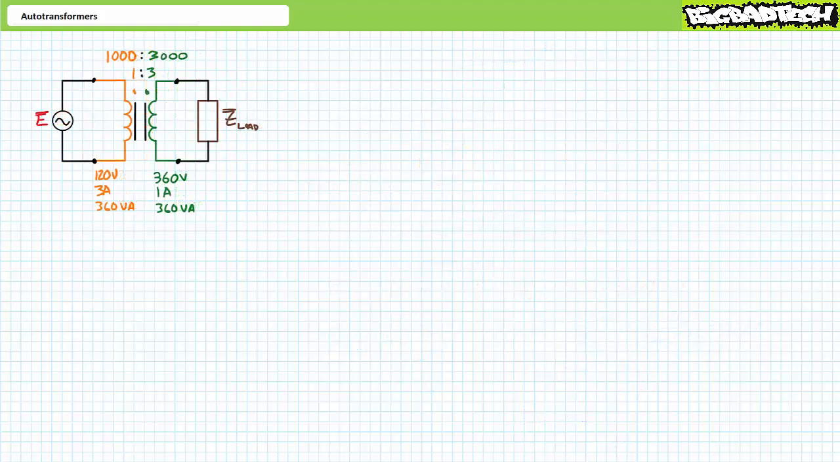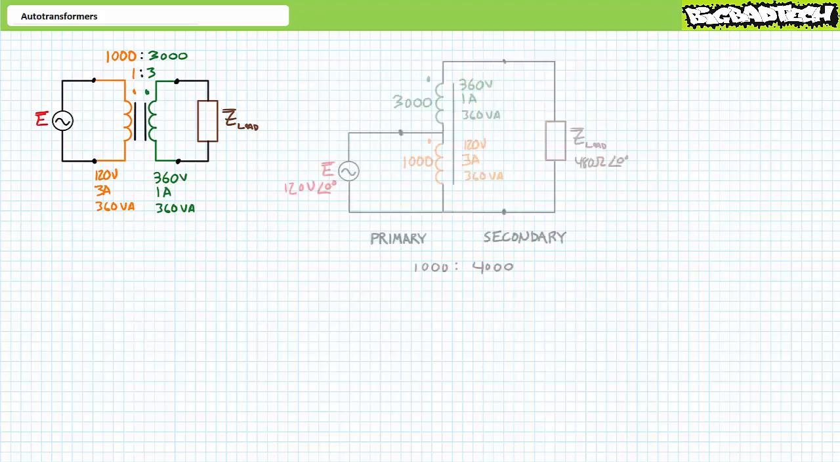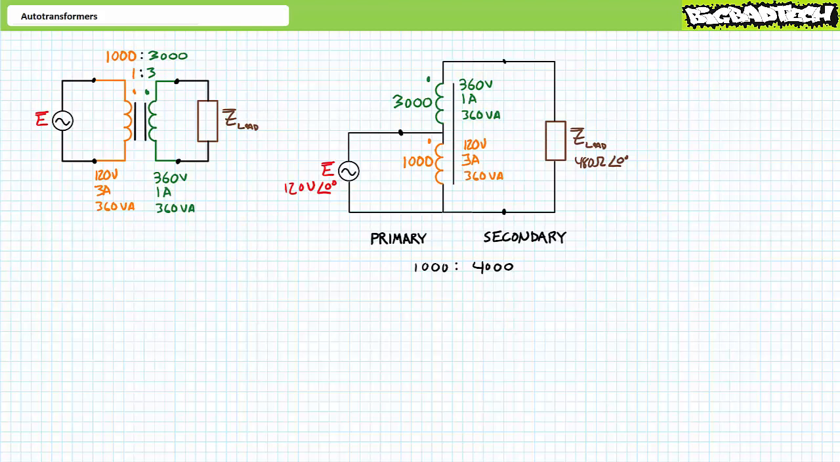As an example, consider a traditional 1-to-3 step-up transformer with a 120 volt, 3 amp rated primary and a 360 volt and 1 amp rated secondary for a total power rating of 360 volt amperes. Let's say the primary is 1,000 turns and the secondary is 3,000 turns. Now consider these same windings configured as a step-up autotransformer in the following fashion, with 1,000 turns in the primary and 3,000 plus 1,000 or 4,000 turns in the secondary. The 1,000 and 4,000 turns ratios suggest this is a 1-to-4 step-up autotransformer.